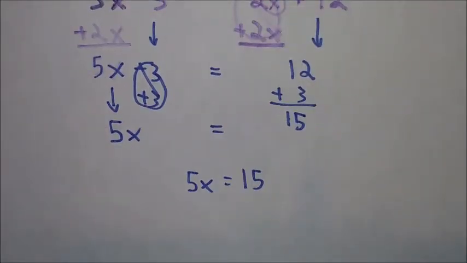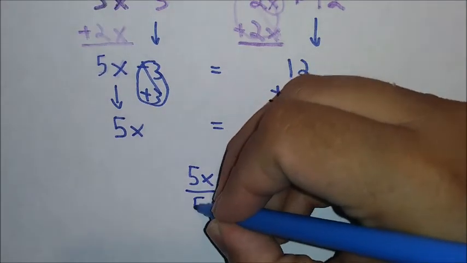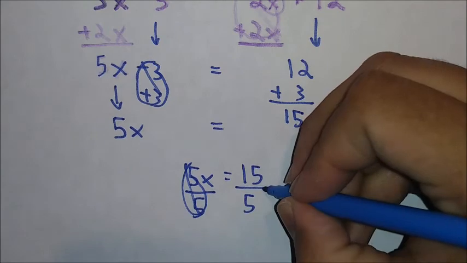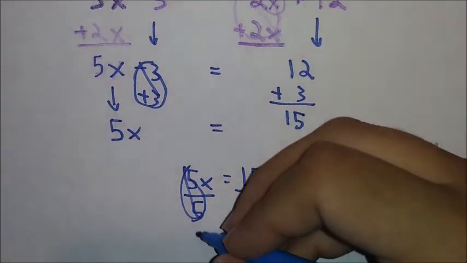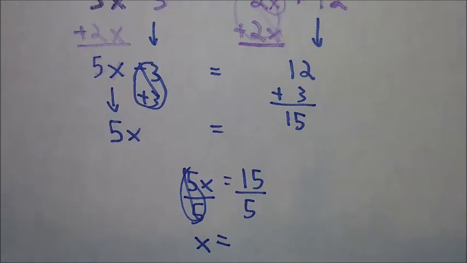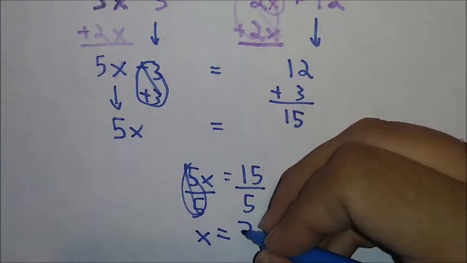Well, to get the x by itself, we have to do the opposite of what we're doing in this equation. Since we're multiplying by 5, we'll divide by 5. This leaves x by itself. And then 15 divided by 5 is 3.